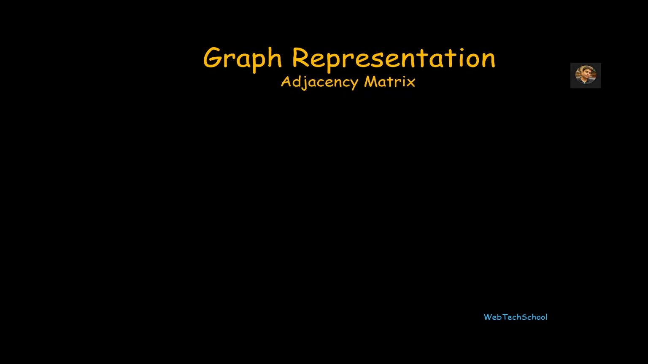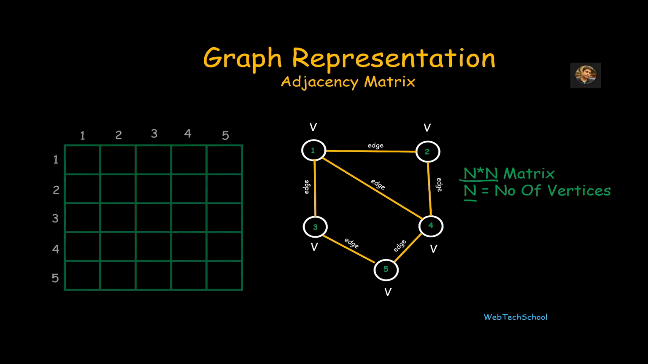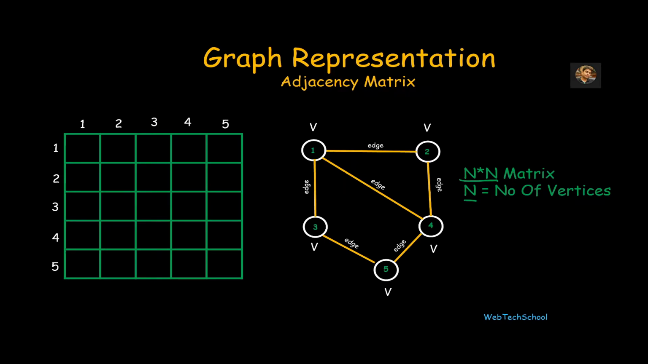Next, let's look at the adjacency matrix approach. Considering the given graph, what the adjacency matrix says is the same adjacency information, but stored in a matrix data structure or in matrix format. For storing this inside a matrix, the first thing we need is the size of the matrix. The size of the matrix would be n cross n, where n is the number of vertices. For this graph, we have 5 vertices, so we'll create a 5 cross 5 matrix. Now, how can we fill this matrix?